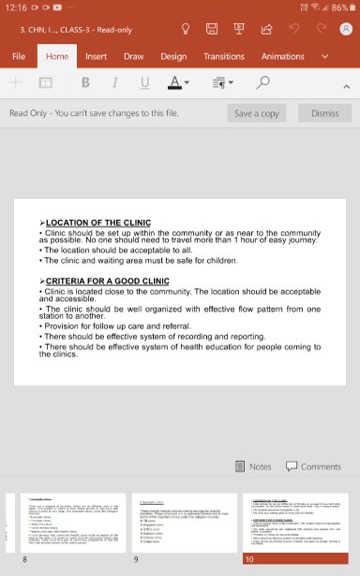So we'll see the locations of the clinics. The clinic should be set up within the community or as near to the community as possible. Each and every community should have one clinic, either inside the community or as near to it as possible.